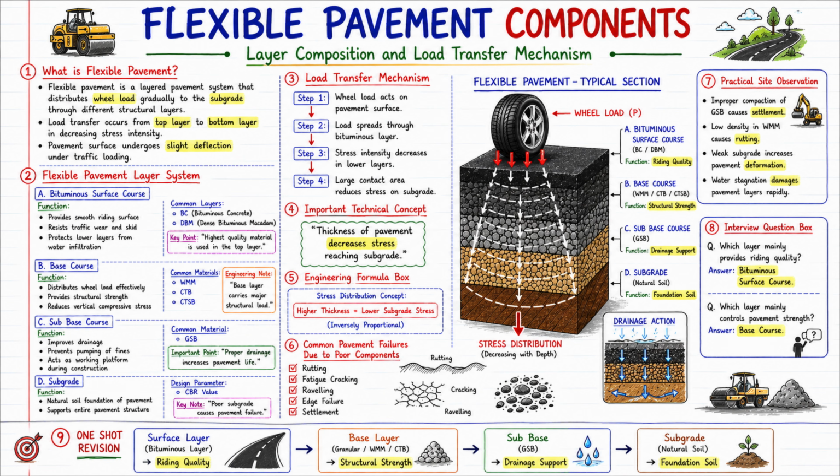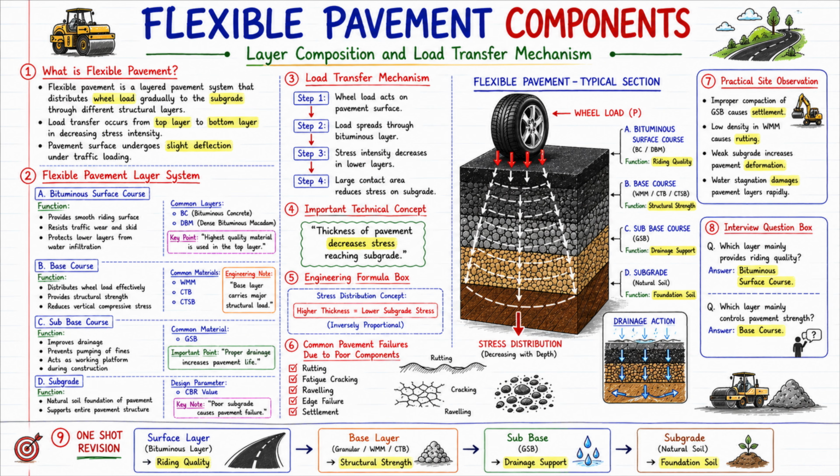Now the functions of layers are given again on the side. A. Bituminous surface course: function, riding quality. B. Base course: function, structural strength. C. Sub-base course: function, drainage support. D. Subgrade: function, foundation soil. Now look at the drainage action diagram below. Water is draining down. Now this proper drainage system increases the pavement life.